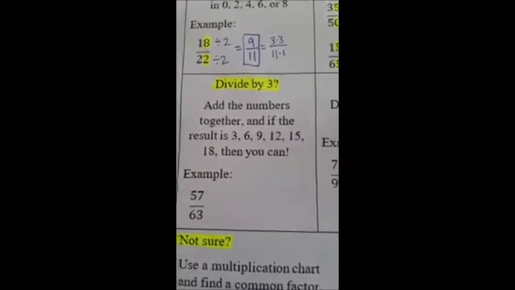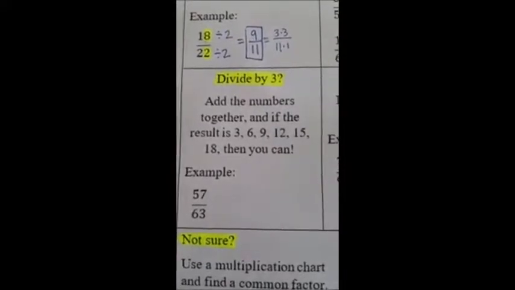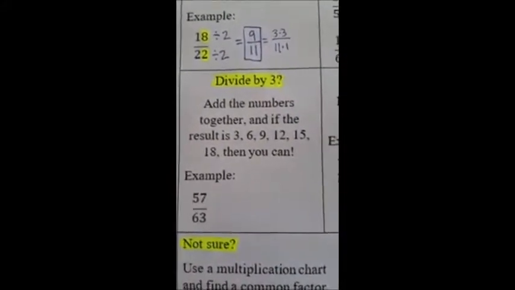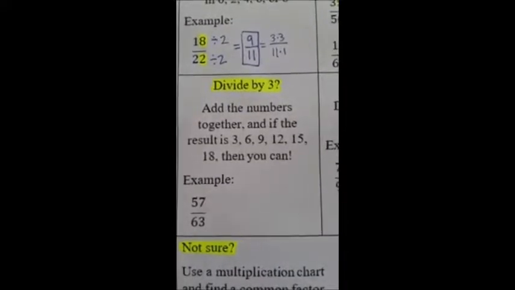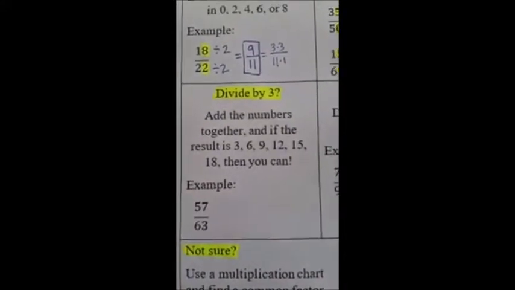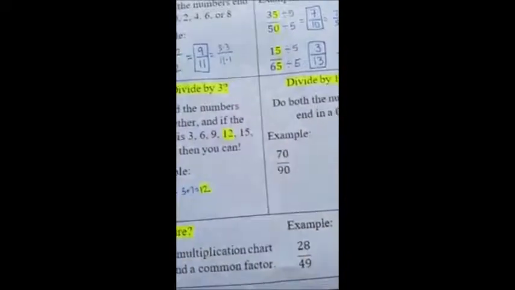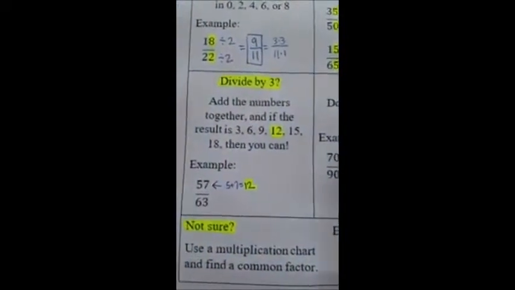So you add the numbers together, so the digits, and I'm going to show you what that means. And if the result is a 3, 6, 9, 12, 15, or 18, that means you'll be able to divide by 3. So for example, to check this one, we do 5 plus 7, which is 12. And you'll notice 12 is one of the numbers that means we can divide by 3.